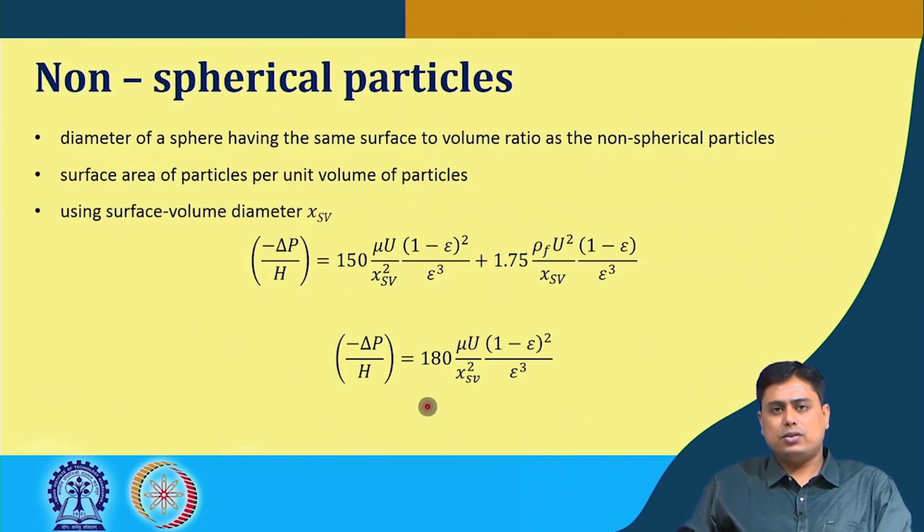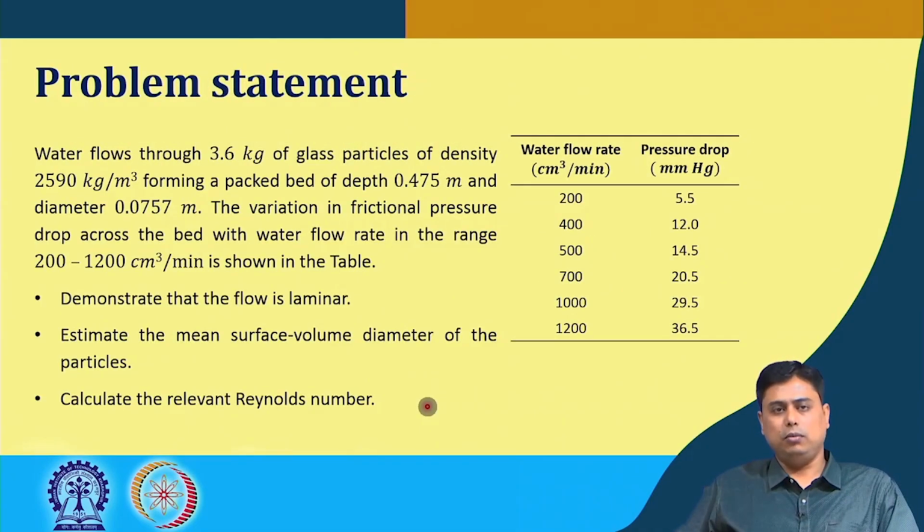So, if you have understood this concept, then we move on to one of the problems. The problem says that there is water that flows through 3.6 kg of glass particles of density 2590 kg per meter cube that forms a packed bed of depth 0.475 meter and diameter of 0.0757 meter.